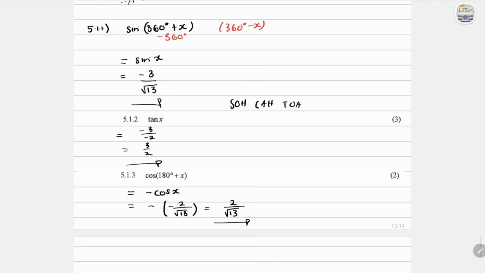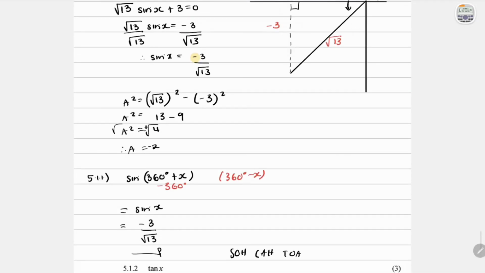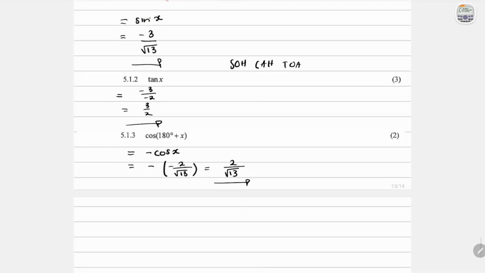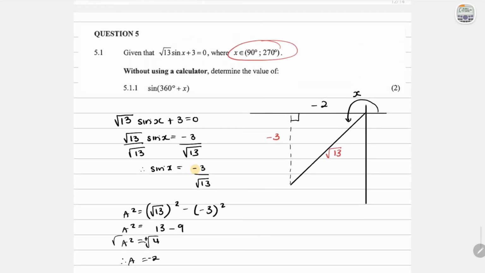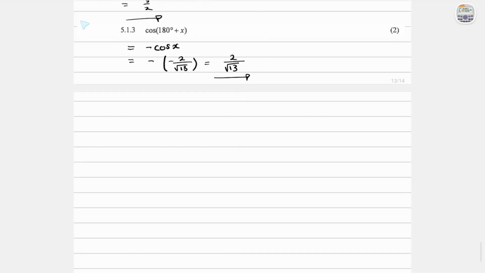Okay, so in these, I won't put them on the calculator because the calculator will rationalize the denominator. And you see that they said without using the calculator. So I'll just leave it like that. So that is it for question 5's first questions. And we move on to the next question.